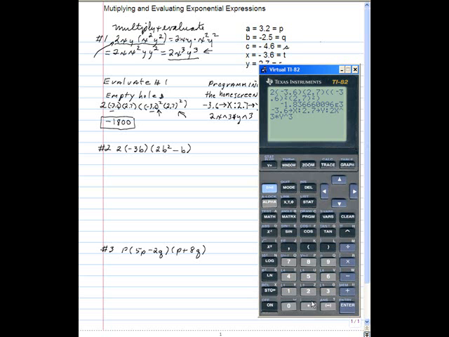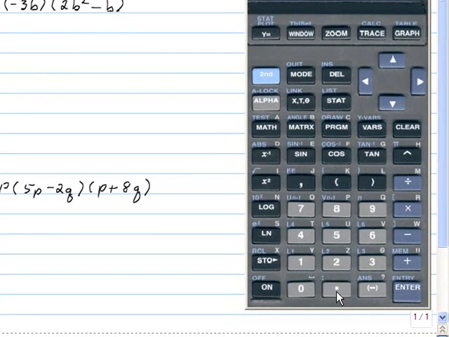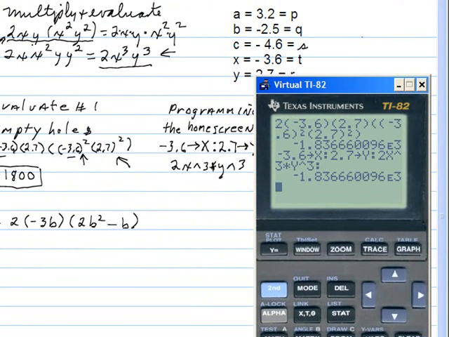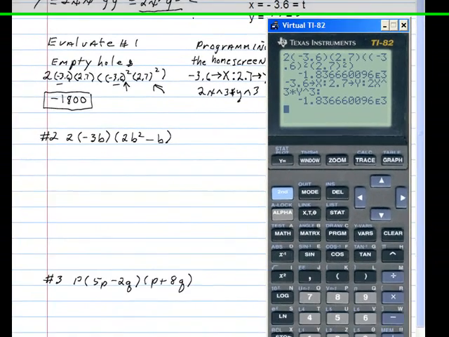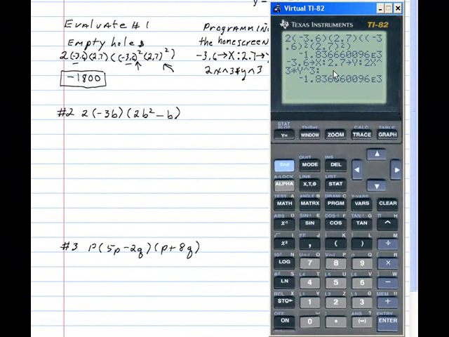I'll complete that with a colon. That's probably not necessary, but I'm going to do it. Blue period. And now I'm ready to evaluate, so I hit enter. And there's that same number that we got before. So that tells you that when we simplified 2xy times x squared y squared, and we got 2x cubed y cubed, we did it correctly because we got exactly the same number using 2x cubed y cubed as we did when we used the original form 2xy x squared y squared.